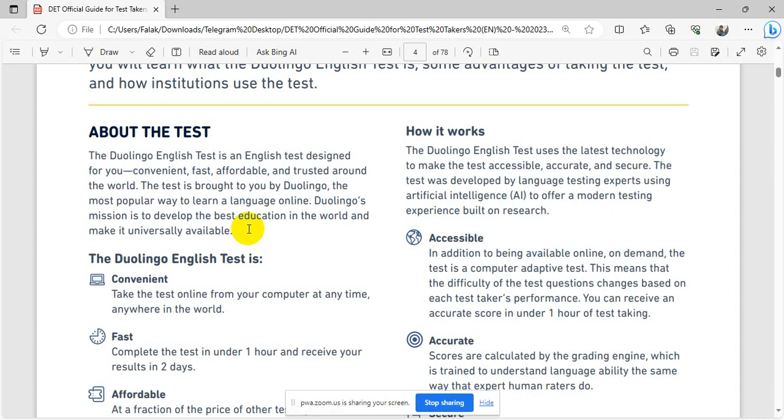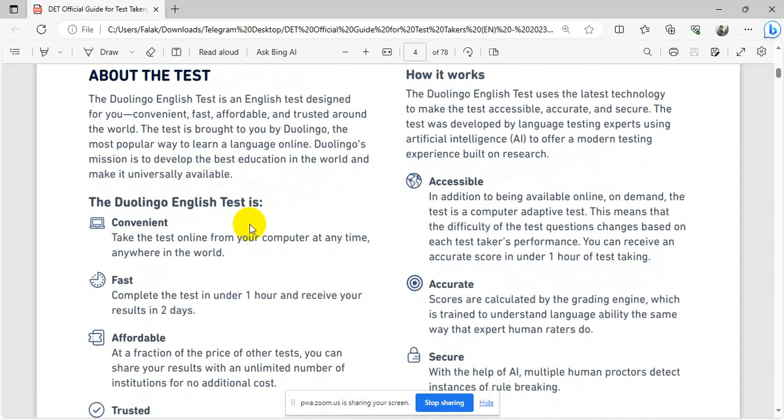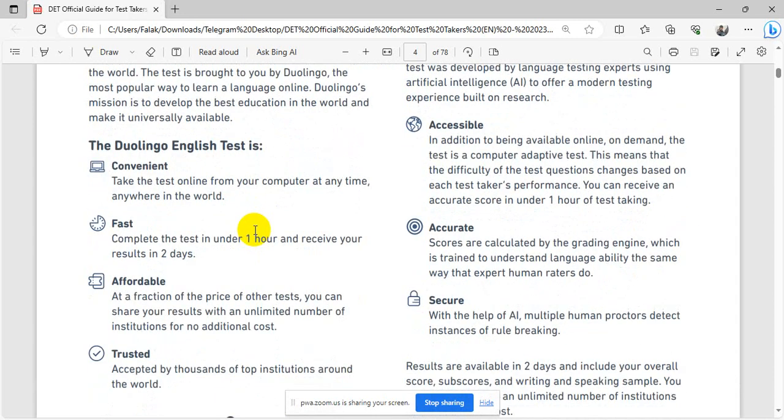So particularly, Duolingo is not the name of the test. The name of the test that we are preparing for is the Duolingo English Test, because Duolingo has a lot of tests in other languages also. So you should understand that Duolingo is a convenient, fast, affordable, and trusted test of English. And then the Duolingo test is convenient, as I told you, fast, affordable, and trusted.